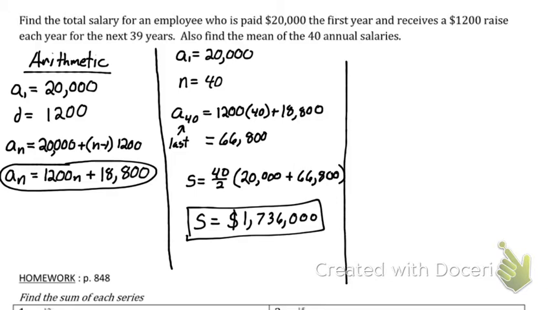With this section, I'm going to bring a notation to you. X bar is going to stand for mean. If you haven't taken a stats class or anything, X bar stands for your mean. Now, as a reminder, your mean is always your sum divided by how many items you have. So we know our sum and we know our n. So our average is going to be the sum, 1,736,000, divided by our n value, which is 40.